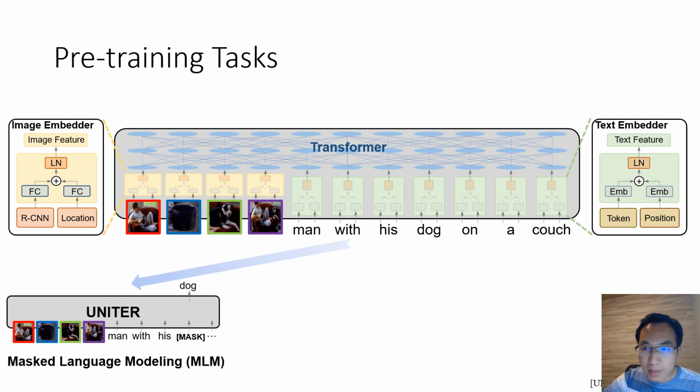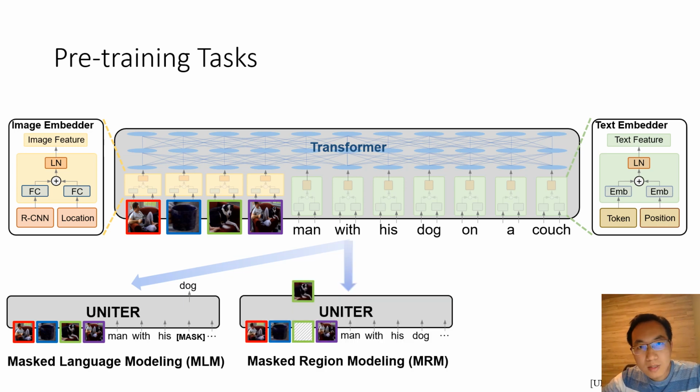After the image embedder and the text embedder, it is followed by a unified transformer. As to pre-training tasks, there are several in UNITER. First, in MLM, which is also used in BERT, we randomly mask some words and then try to recover the missing words to their original ones. Similarly, we could also do masked region modeling. That is, we randomly mask some regions and let the UNITER model recover them.